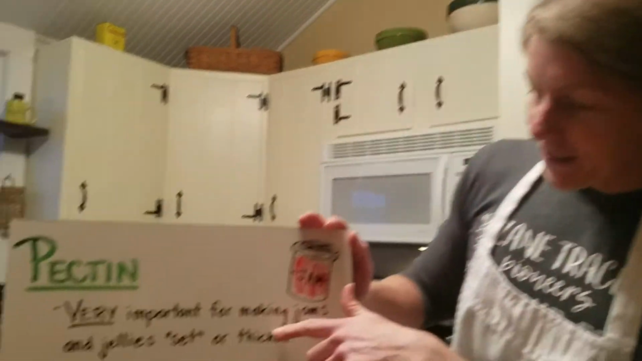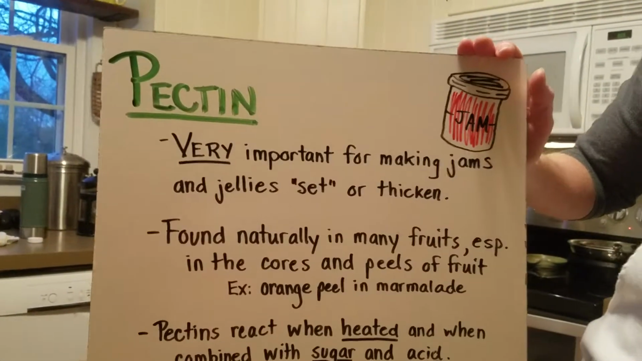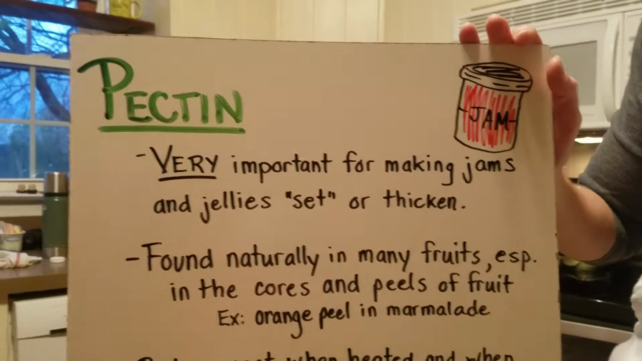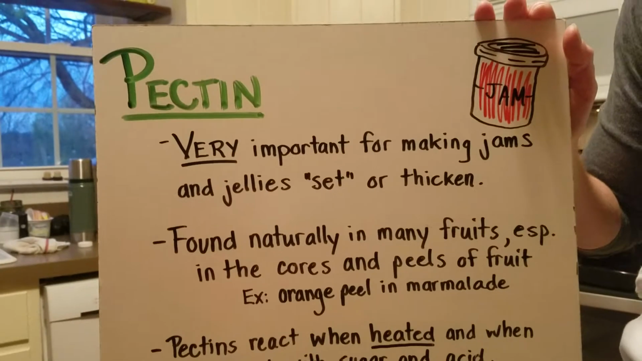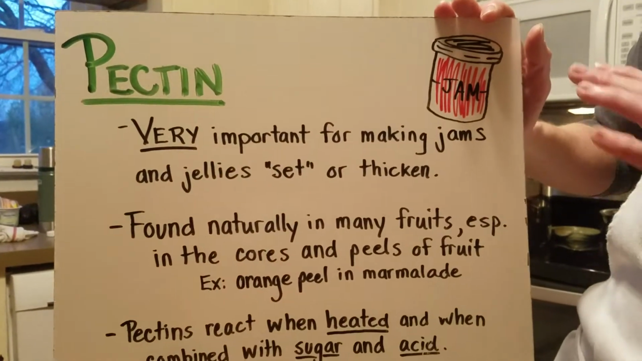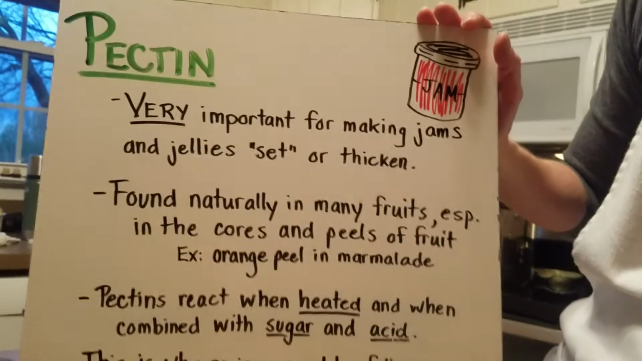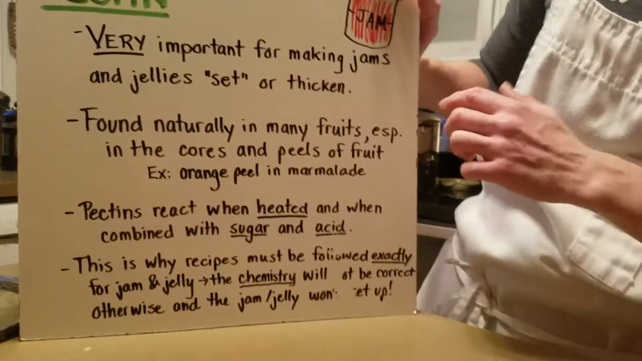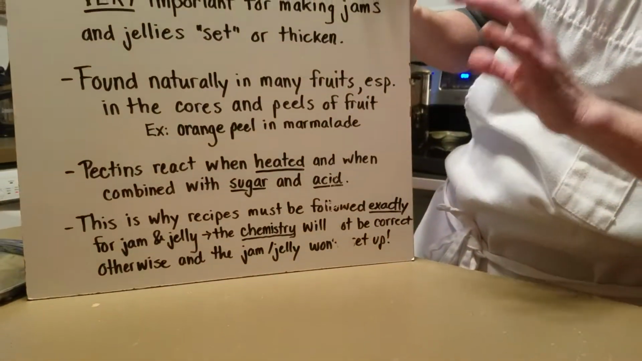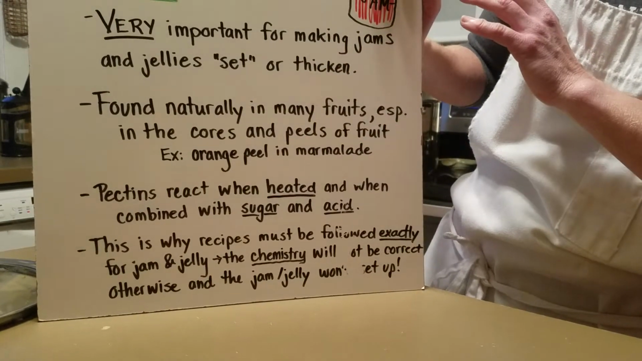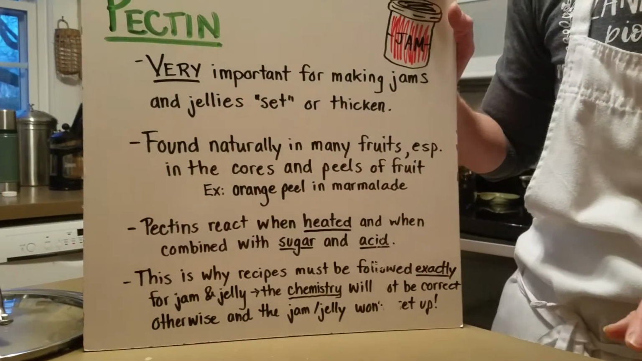So pectins are very important, as we said, for jam and jelly because they allow the jam and jelly to set or firm up. And this is done because of a reaction between the pectin and the sugar and the acid in the jam and the jelly. Now, pectin is found naturally in many fruits. In fact, sometimes you don't even have to add pectin to your jam or jelly recipe.